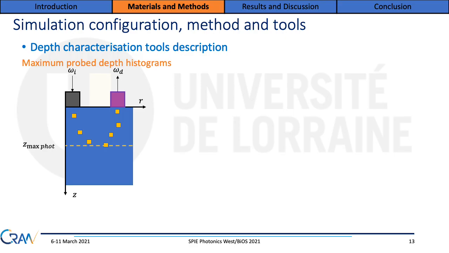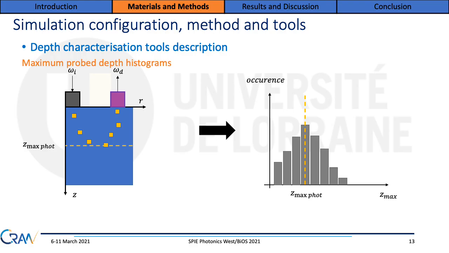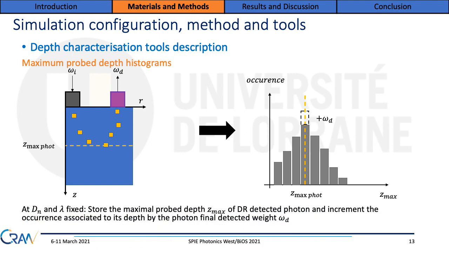The second numerical tool is the maximum probe depth histogram. For a detected photon, it consists in storing its maximal depth and incrementing the occurrence associated with its depth by the photon final weight.